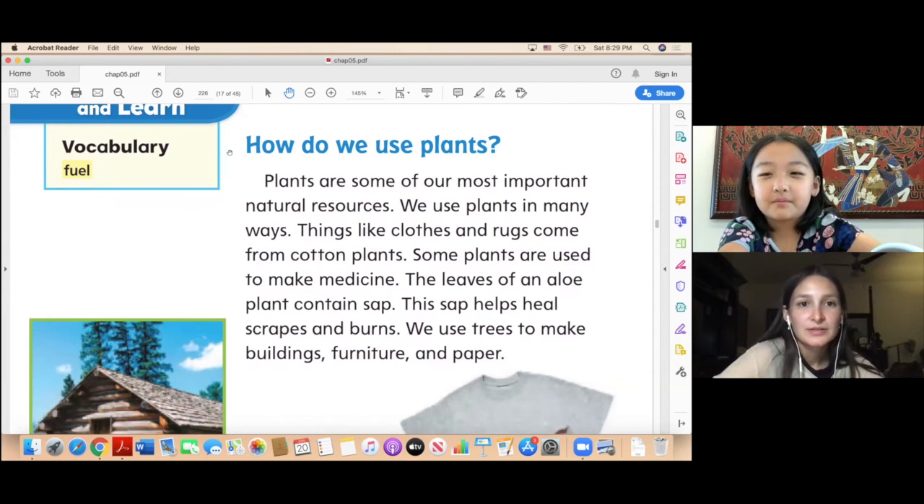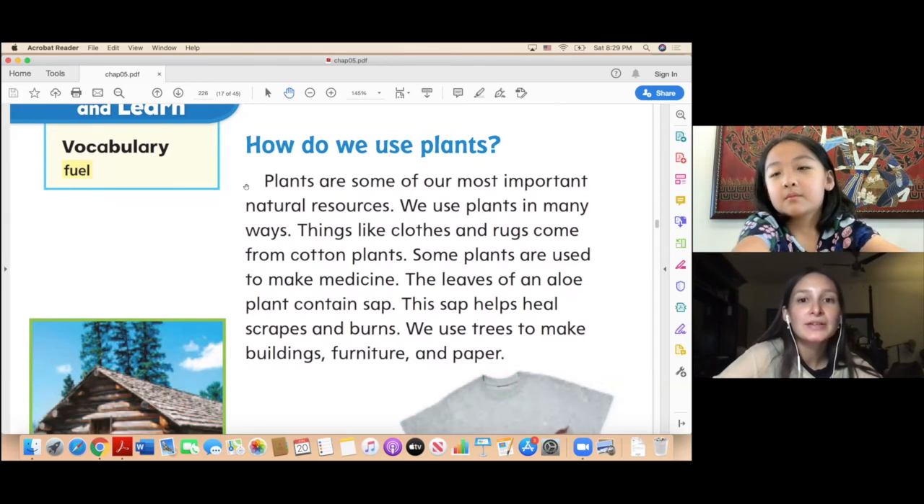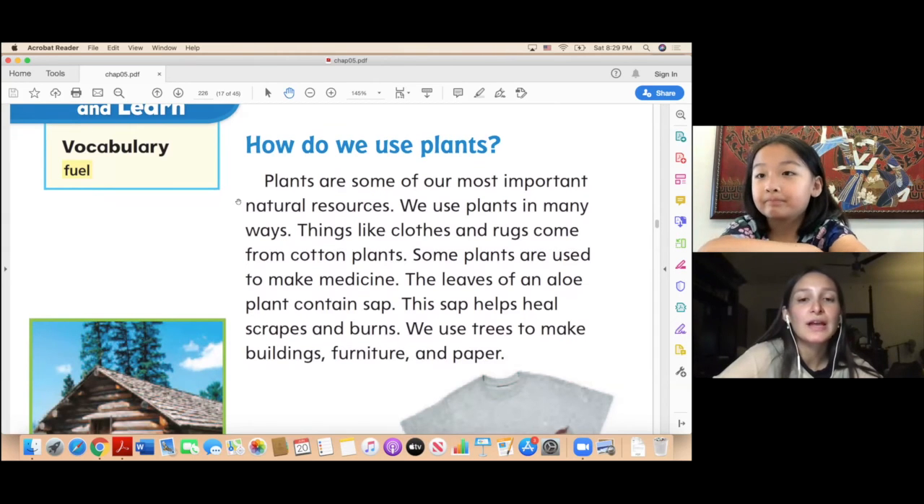So, how do we use plants? Plants are some of our most important natural resources. We use plants in many ways. Things like clothes and rugs come from cotton plants. Some plants are used to make medicine. The leaves of an aloe plant contain sap. The sap helps heal scrapes and burns. We use trees to make buildings, furniture, and paper.